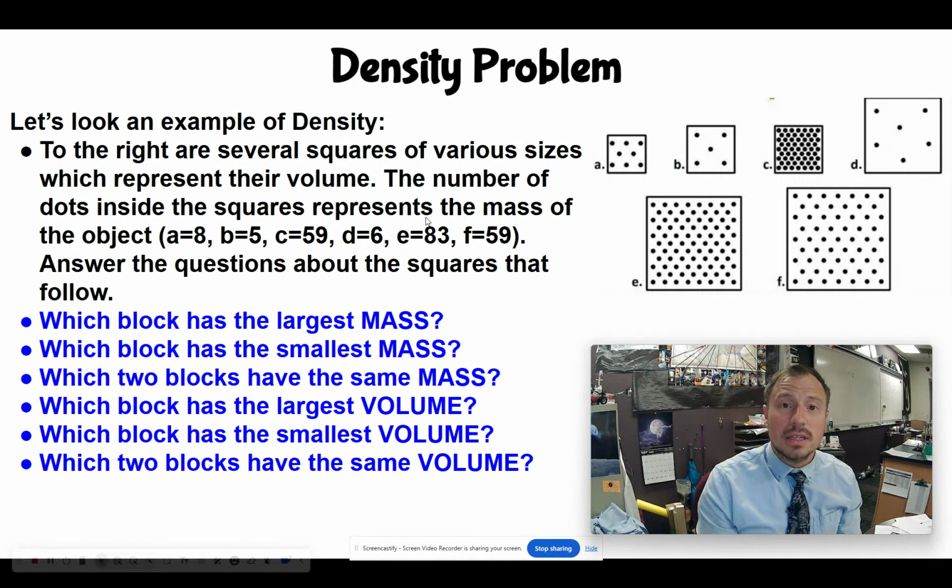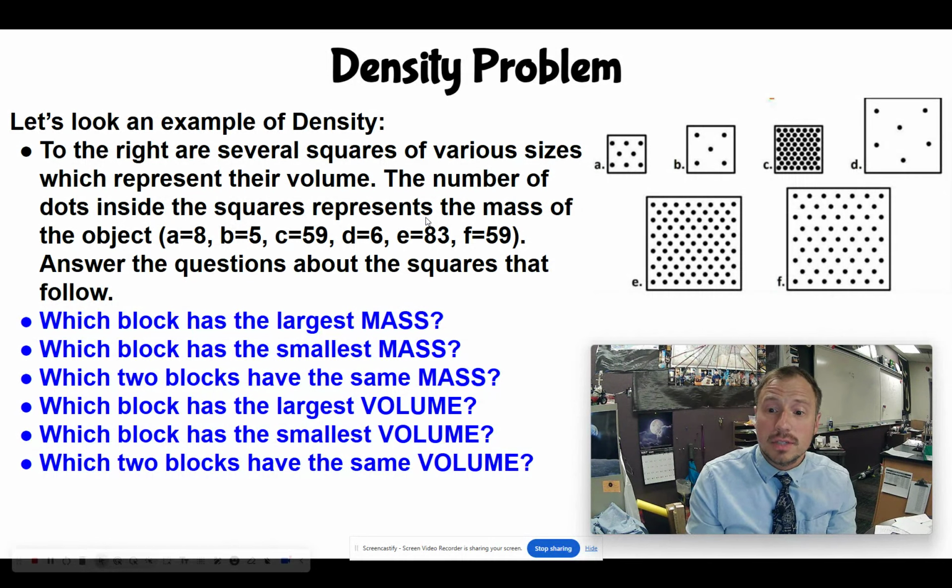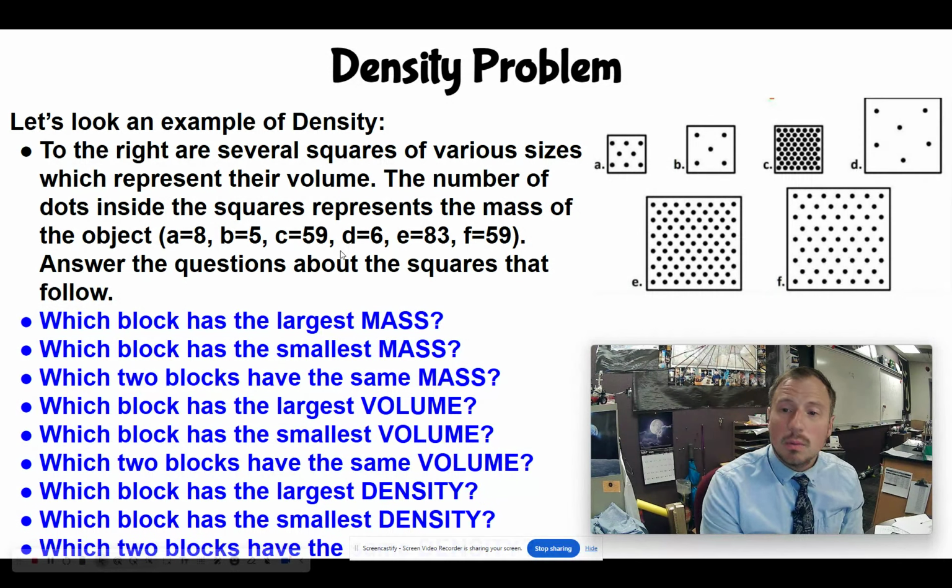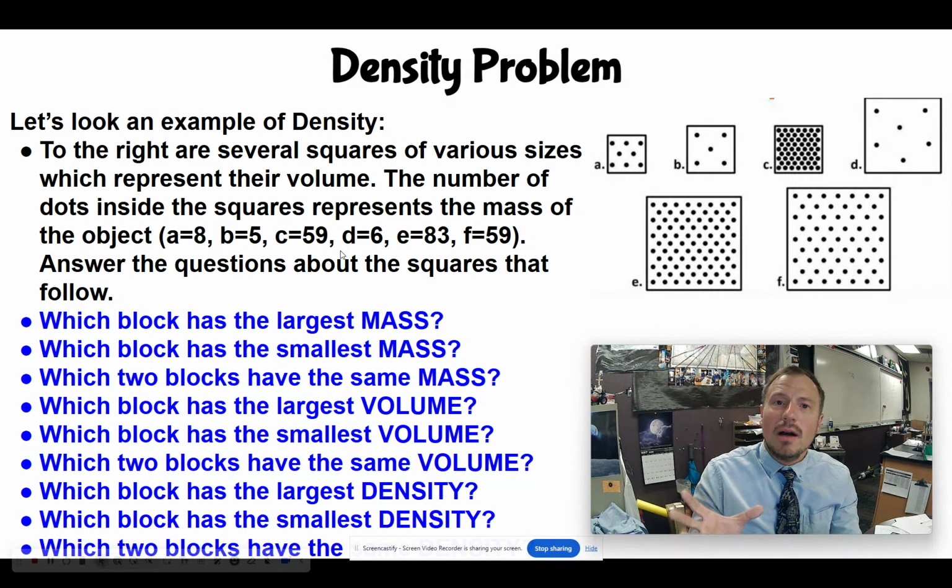Now, the volume is the easiest one. You just look at it and you can tell the size of it. So I know the largest is F, takes up the most space. The smallest is A, takes up the least space. The two that have the same volume are B and C. They're the same size.